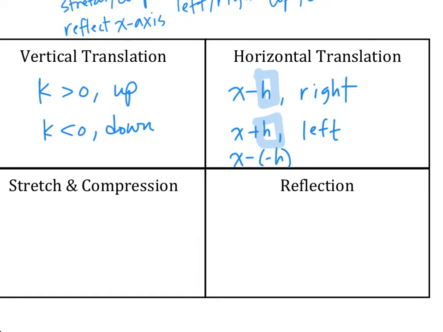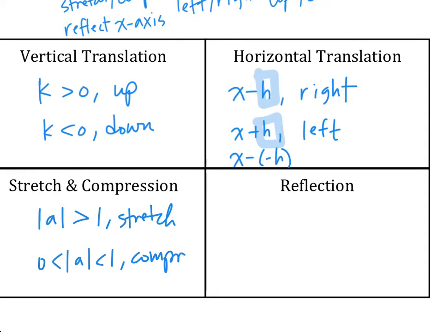Okay, stretch and compress has to do with A. Now, we are not looking at the sign of A. We're looking at the actual value of A, so we're always going to put an absolute value on it. If that number is bigger than 1, it's going to stretch. Bigger than 1 means bigger than the original, right? Multiplying by 1 just gets itself back, so if you want to stretch it, it has to be bigger than itself. And if you want to compress it, that number has to be between 0 and 1. So that's going to be compressed.